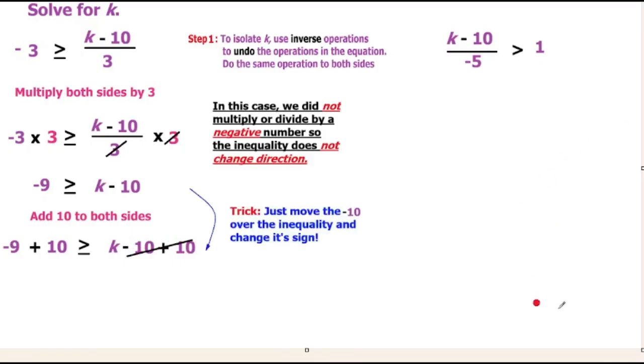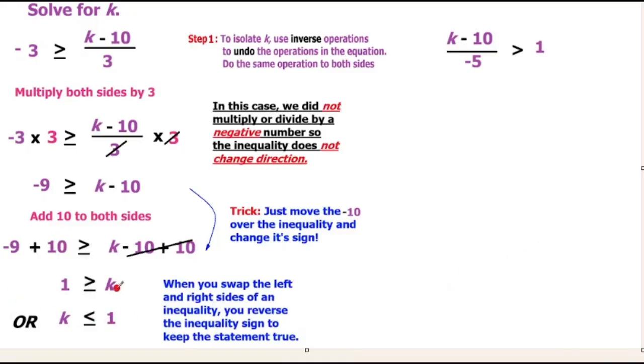But there's a trick here, and you don't have to always do this subtraction or addition to both sides. What we're really doing is we move the negative 10 over the inequality and change its sign. So what we did was we moved this negative 10 over to here and it becomes positive 10. That's really all you're doing. So that's another trick. So we're left with negative 9 plus 10 is 1 greater than or equal to k.